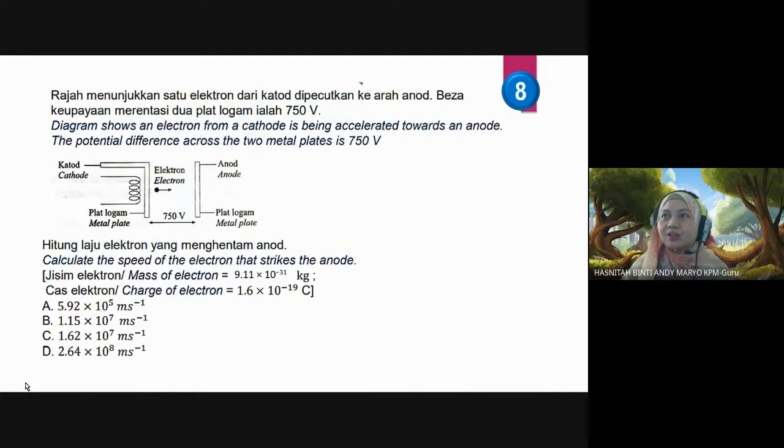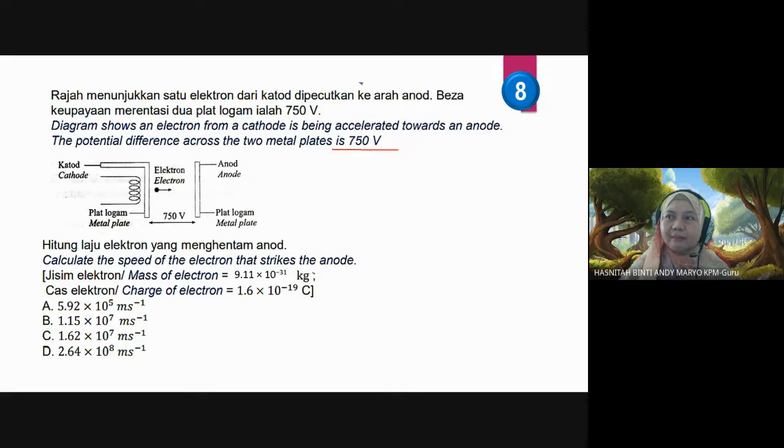Now we try to calculate, students, using the formula I showed you earlier. It shows an electron from the cathode being accelerated towards the anode. So the electron is moving from the cathode to the anode. The potential difference between the two plates is given as 750 volt. Find the speed of the electron that strikes the anode. What is the speed when the electron reaches the anode?